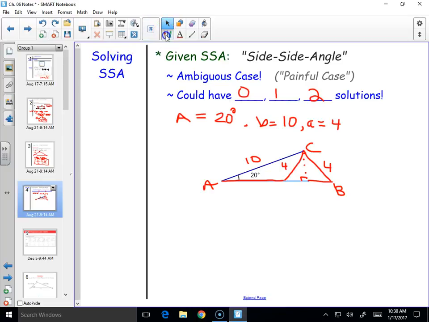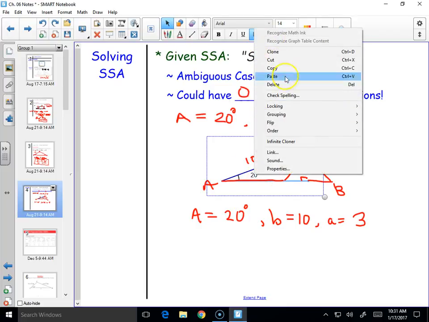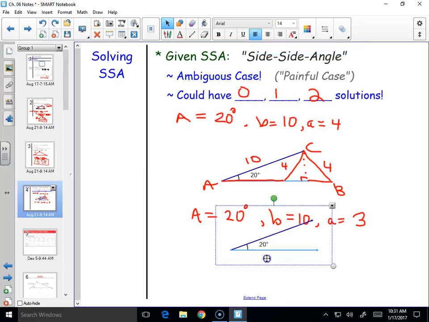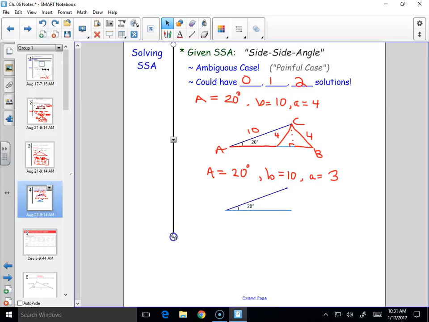Now what if I was to change this data just a little bit? Guys, we could use law of sines to set this up, we'll see that in a second. But what if I was to give you instead, A is equal to 20 again, let's keep that the same. Let's keep side b as 10. But this time, let's make side a equal to 3. I'm going to steal my picture. Now, how would this work out? If I had a side of 3 as my opposite side.